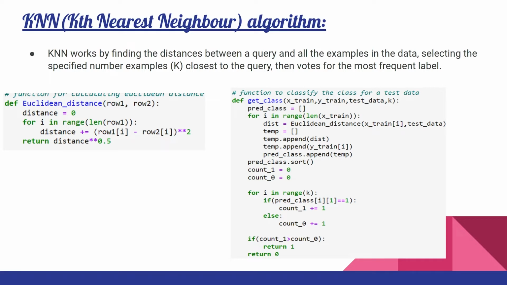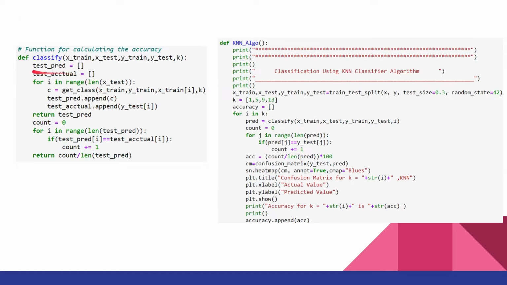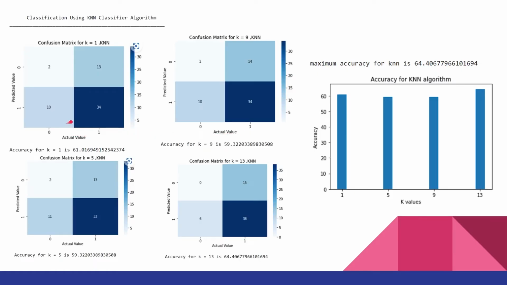And for the KNN algorithm, I have written four functions. First is Euclidean distance, which finds the distance between two data vectors. The second function is getClass, which computes the Euclidean distance of one data vector with all the training data vectors and returns the most frequent class label corresponding to the k smallest distances. The third function is the classify function, which returns the class of all the data set data using the getClass function one by one. And the fourth function computes the accuracy of the KNN algorithm and the confusion matrix for different values of k. And here you can see the confusion matrix for k equal to 1, 9, 5 and 13, and the maximum accuracy of the KNN model is 64.4%.